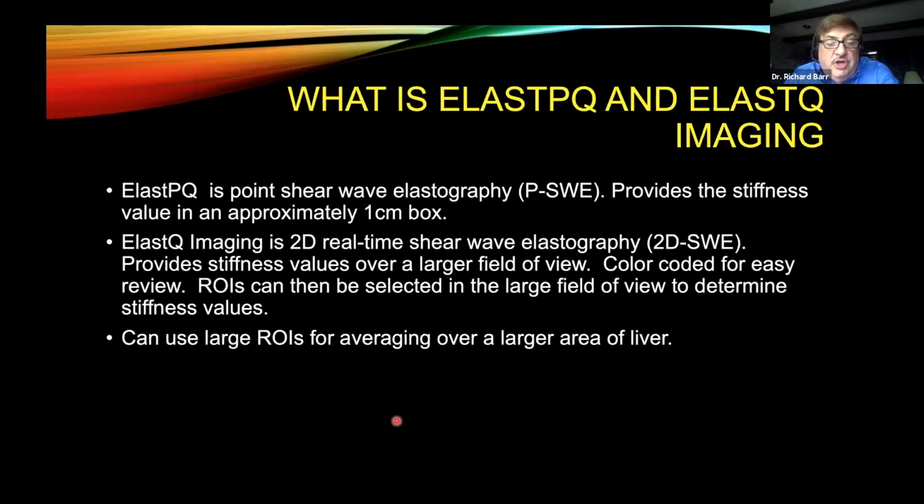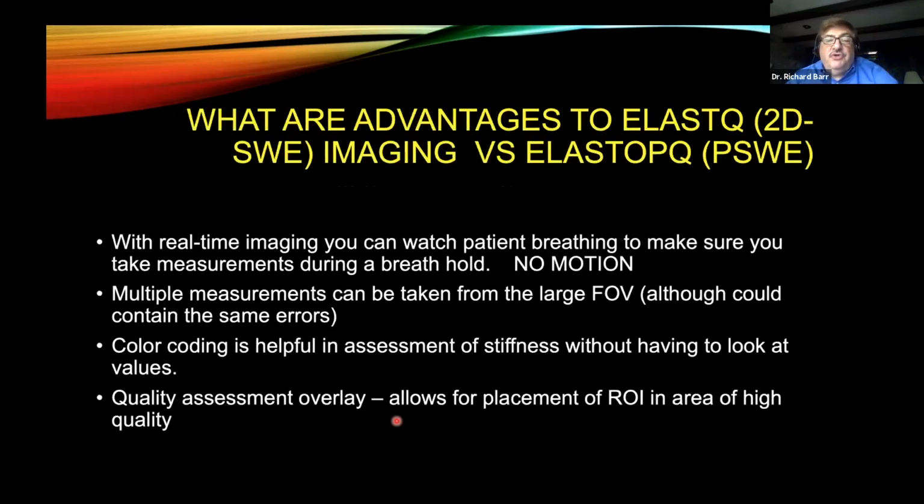And you can use larger ROIs for averaging over a larger area of the liver with ElastQ, which sometimes is helpful, particularly in the medium range, like between 9 and 12 kilopascals, where the color may be a little mosaic. So there are some real advantages to ElastQ, the 2D shear wave, versus the ElastPQ, the point shear wave.